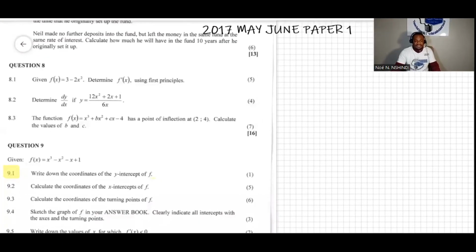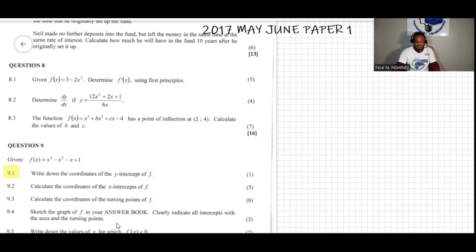Well, we have another question here. Given f of x equal to x cubed minus x squared minus x plus 1. And then the question says, question 9.1 says, write down the coordinates of the y-intercept of f. Okay. The y-intercept simply means make x equal to 0.